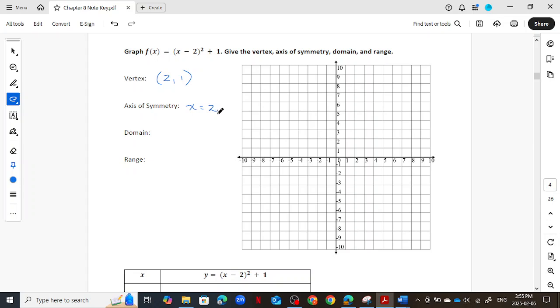Now, up to you. You have two choices from here. You could graph that vertex at 2, 1, and then you could say, hey, I know what a parabola looks like. I can go over 1, up 1, over 2, up 4, over 3, up 9. And then I could do the same thing on the other side.